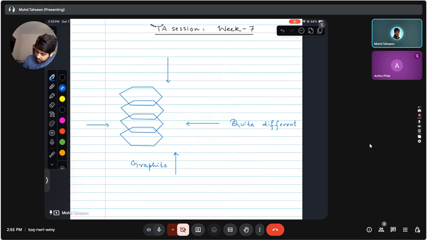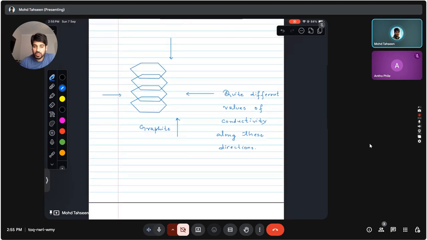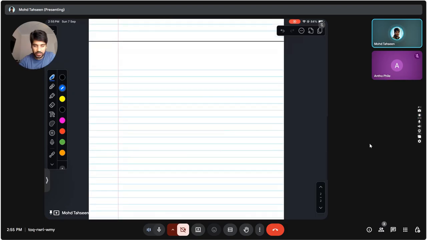Right? So these are quite different values of thermal conductivity, or let me just write conductivity along this direction. Right? And this kind of behavior is not special to graphite. In fact, if you look at most of the materials that we encounter in, for example, metallurgical engineering or mechanical engineering, they tend to possess this anisotropy.